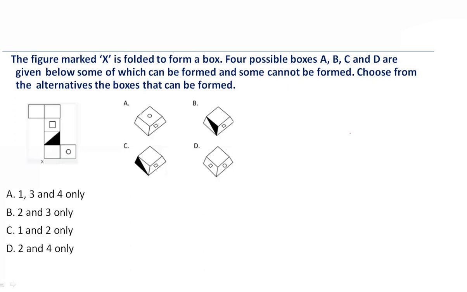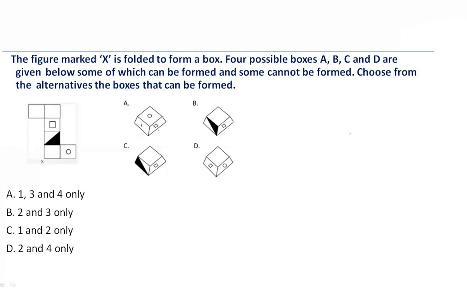So A is given and B is also given. You can find out easily that image one is representing the blank face, this is the dotted face, which you can call a circular dot, and this is the square face that we are having. So in this image one, blank face, square, and circle are adjacent to each other.